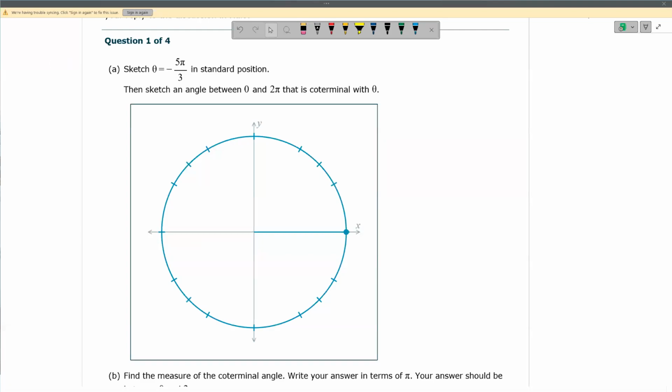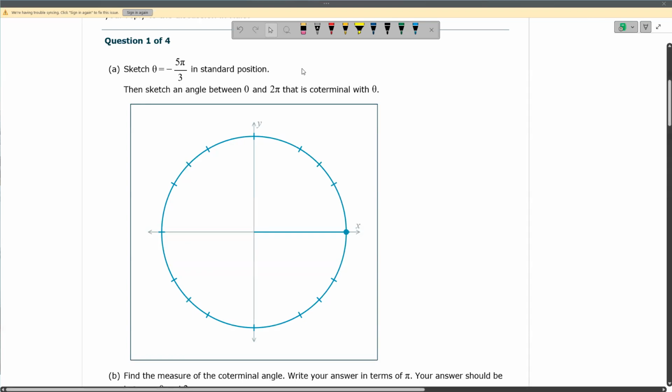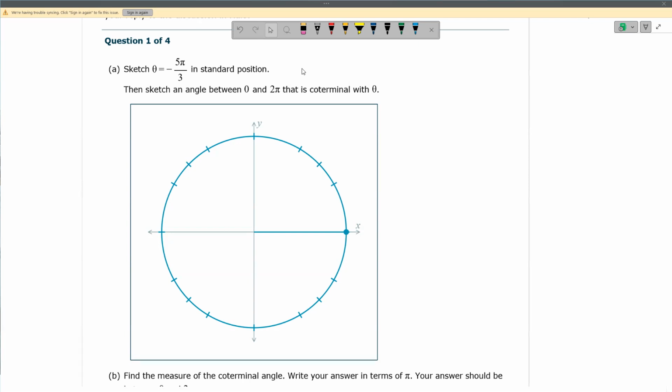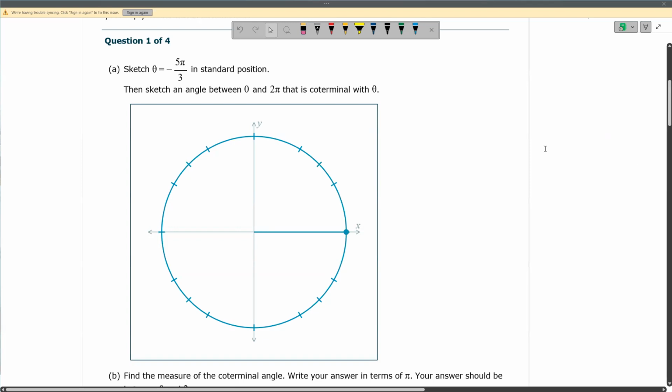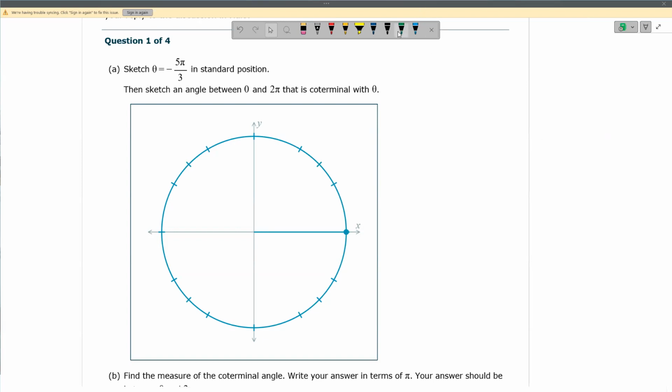Good morning, class. I just want to do a quick video on the topic that we discussed this week. Everyone actually got this wrong, so there must be some misconceptions on how to do this problem.